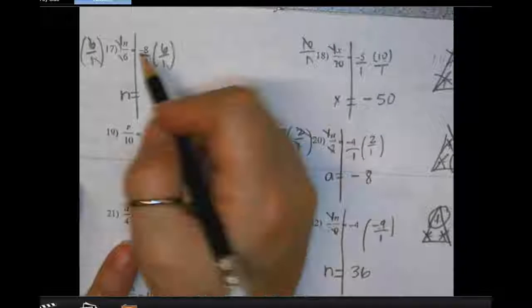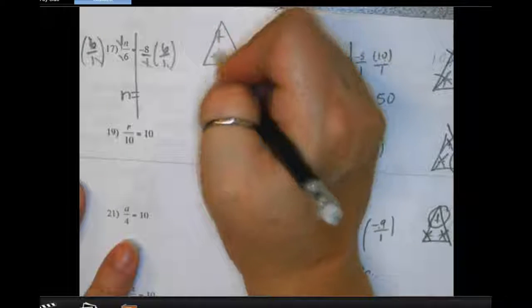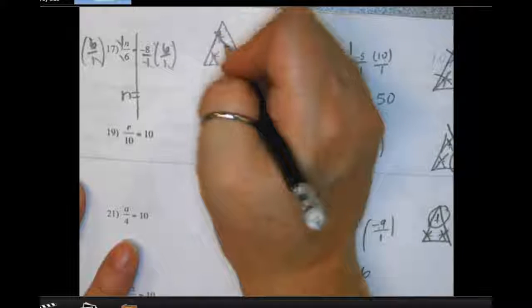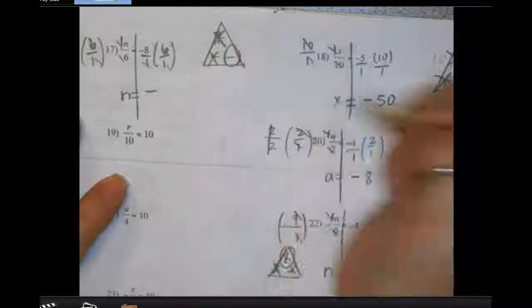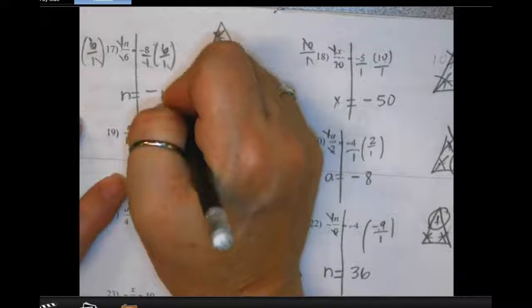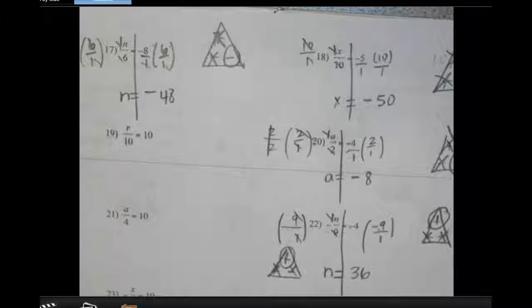This becomes 1n, or just n. Remember, I dropped my 1s. What is 8? Oh, that's a negative. Oh, look at that. I thought that was positive. What is a negative 8 and a positive 6? What is negative 8 times positive 6? 48. All right, any questions? We good to go?